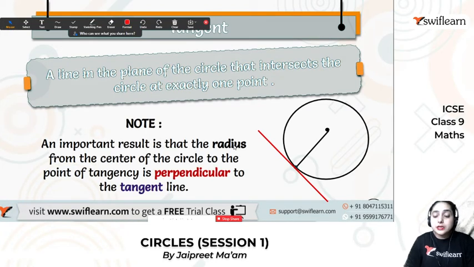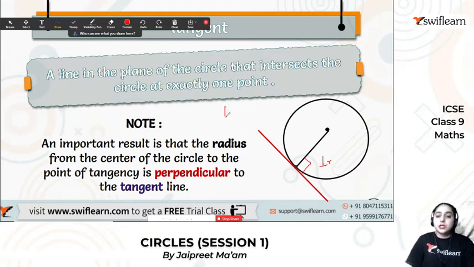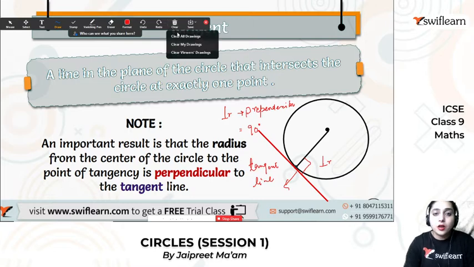An important result is that the radius from the center of the circle to the point of the tangency is perpendicular. So I have told you this small square defines a perpendicular, and perpendicular we can write like this, just flip T and write R. This is perpendicular, and perpendicular means the angle here is 90 degrees. That means it's a right angle. Okay, it's 90 degrees to this tangent line. This is known as the tangent line. Okay, is it clear?